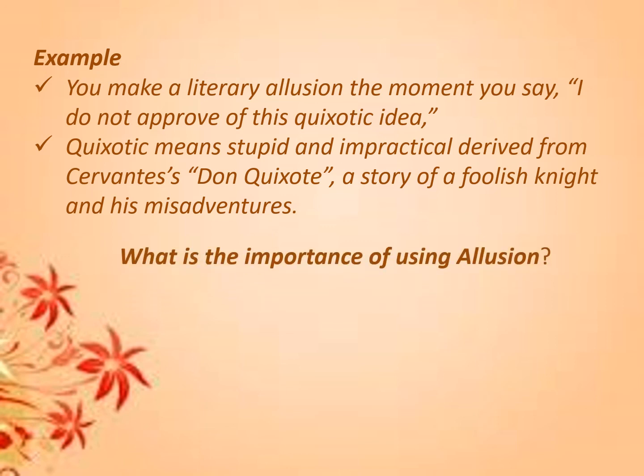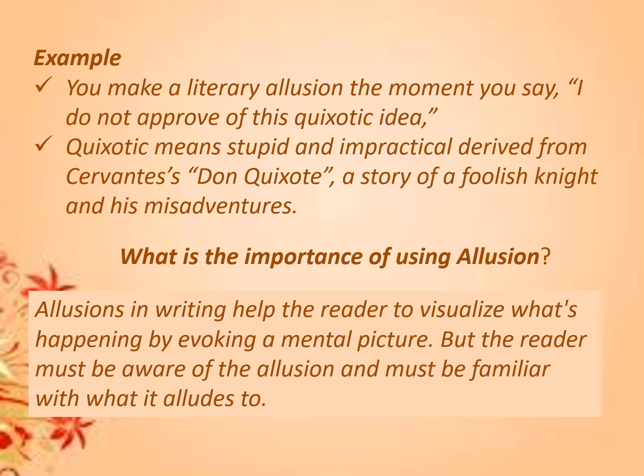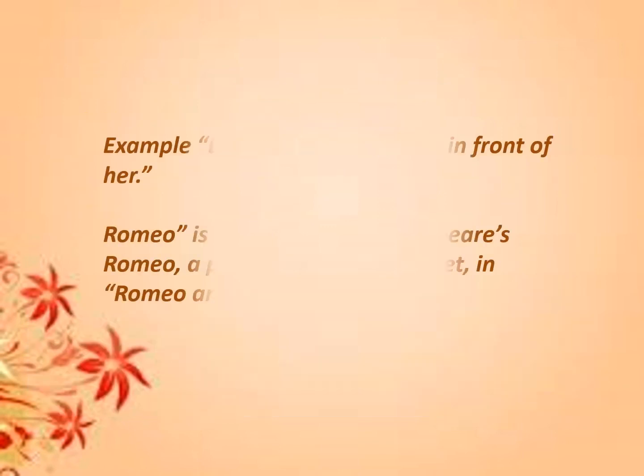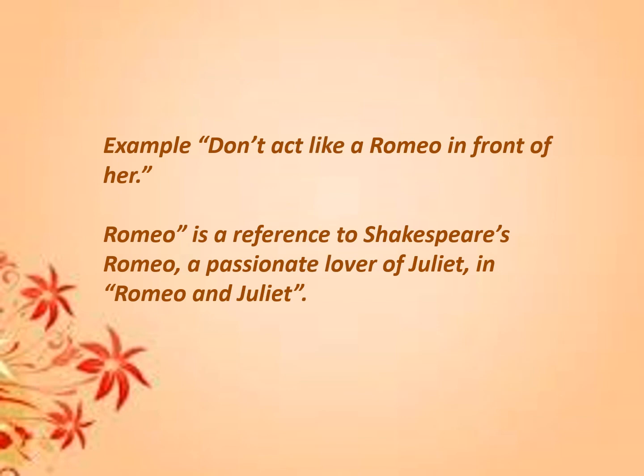What is the importance of using allusion? Allusion in writing helps the reader to visualize what's happening by evoking mental pictures. But the readers must be aware of the allusion and must be familiar with what is alluded to. Example: "Don't act like a Romeo in front of her." Romeo is a reference to Shakespeare's Romeo, a passionate lover of Juliet, in Romeo and Juliet.